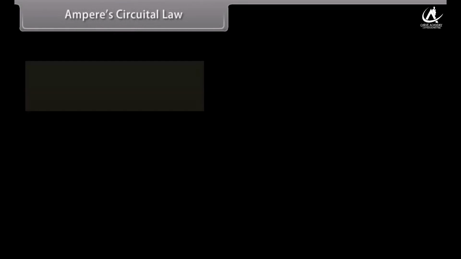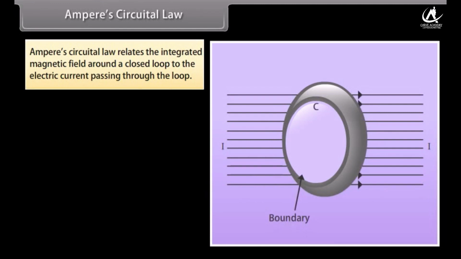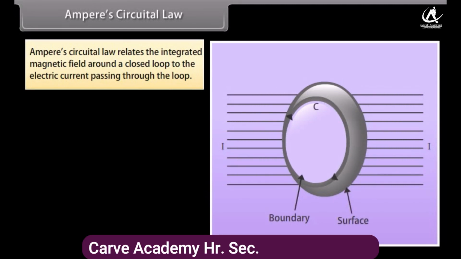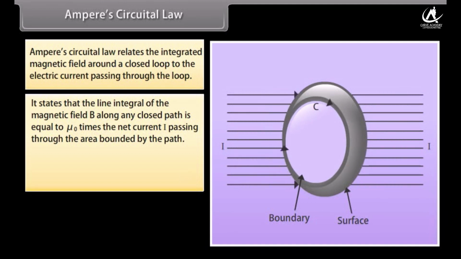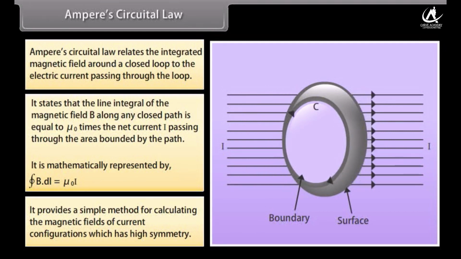Ampere's Circuital law. Ampere's Circuital law relates the integrated magnetic field around a closed loop to the electric current passing through the loop. It states that the line integral of the magnetic field B along any closed path is equal to mu naught times the net current I passing through the area bounded by the path. It is mathematically represented by closed integral of B dot dl is equal to mu naught I. It provides a simple method for calculating the magnetic fields of current configurations which has high symmetry.